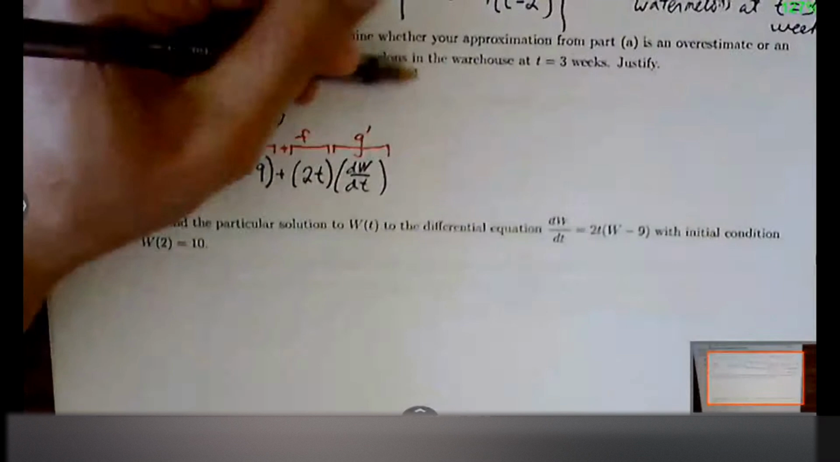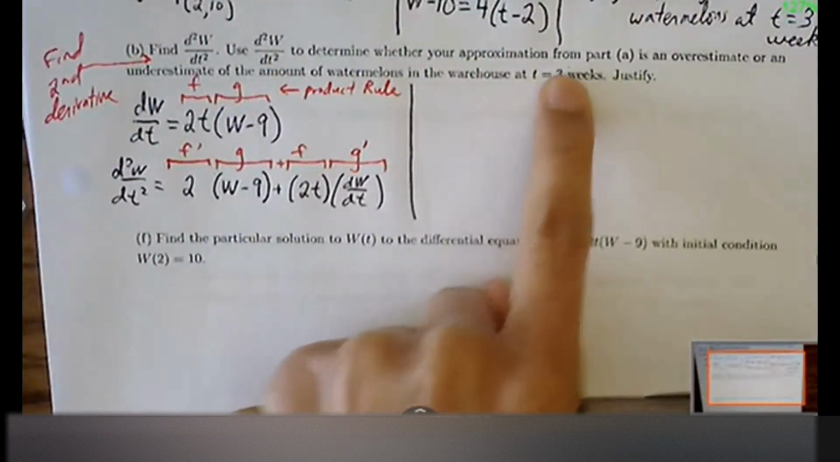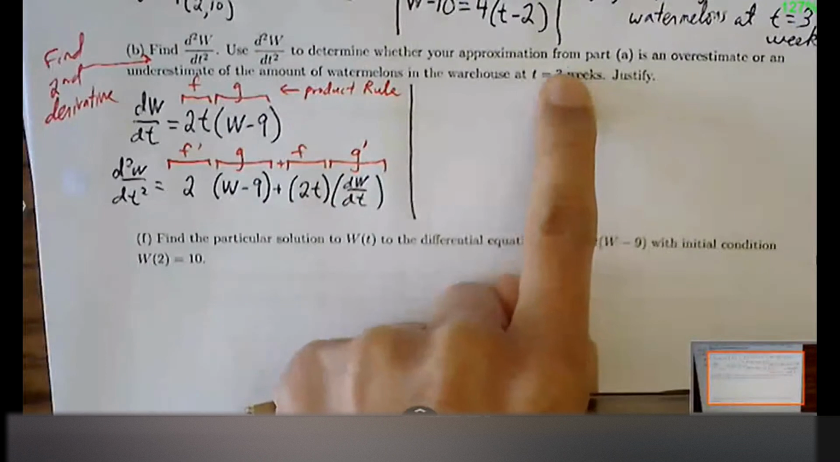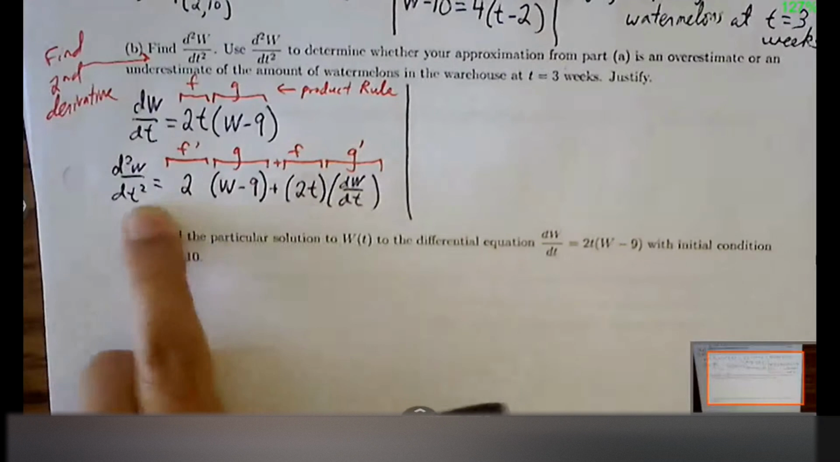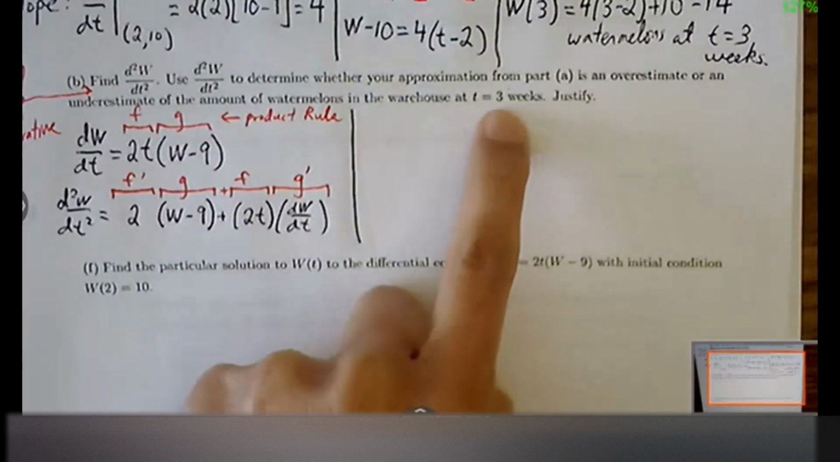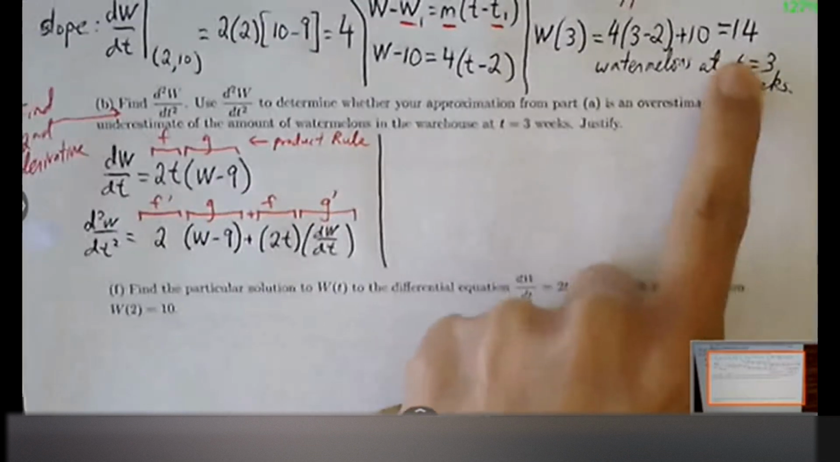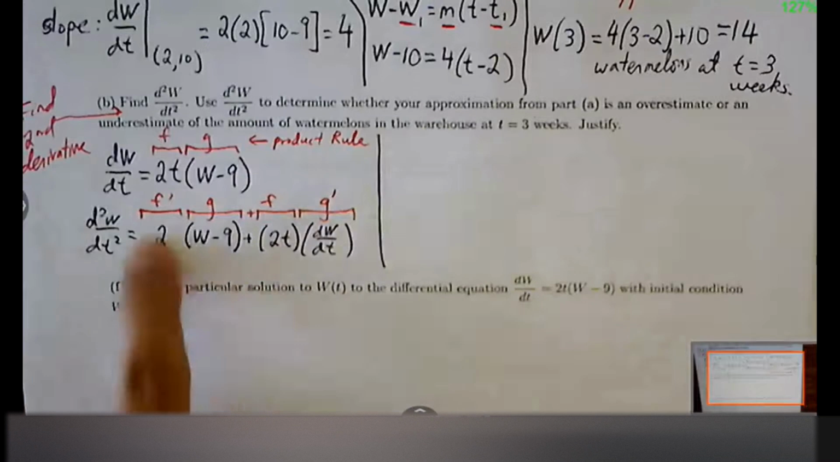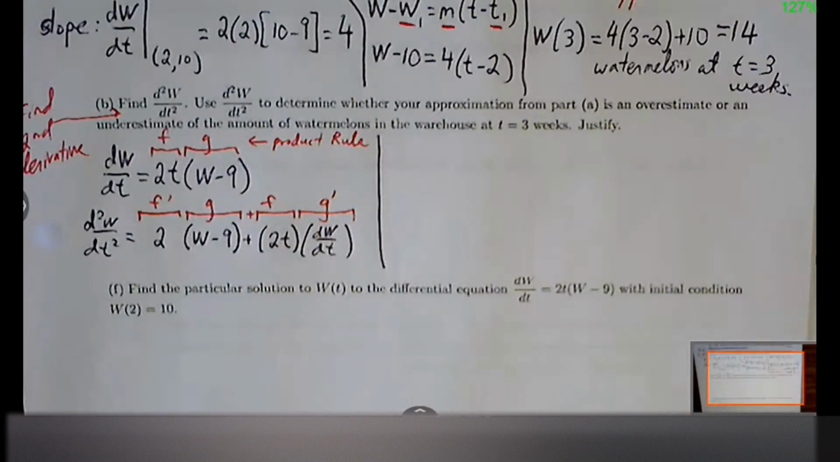Okay, now that we have the second derivative, it says use the second derivative to determine whether our approximation is over or underestimate. So we have to be able to attach a numeric value to the second derivative. It says use the estimation that we found from part A. So I'm going to use this ordered pair here, (3, 14). I'm going to insert this into the second derivative and try to get a number, and then use that number to help me decide whether I can make a conclusion about whether this linear approximation is over or underestimate.